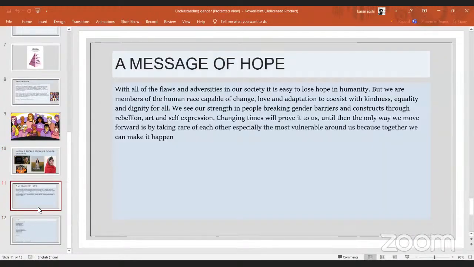Changing times will prove it to us. Until then, the only way we move forward is by taking care of each other, especially the most vulnerable around us, because together we can make it happen.